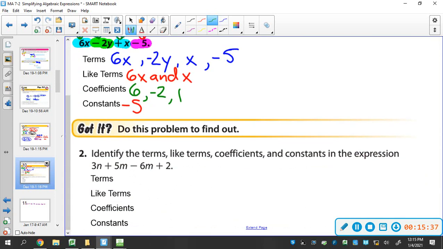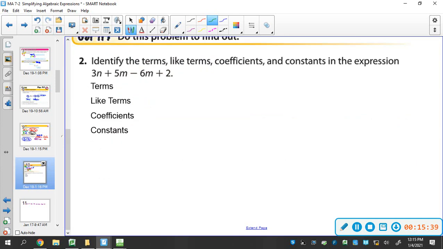On the next one, again, we're doing the same thing. This is just a practice now. When we get to the got it's, you can always pause the video if you want and try it on your own first, but you don't have to. You can watch straight through and write things down with me. That's up to you. So my terms, I have 3n. Then the next one is a +5m. Then the next one is a -6m. The last one is a +2.